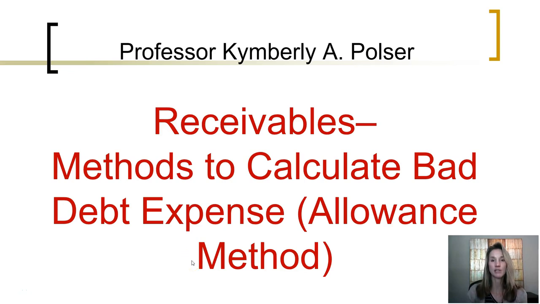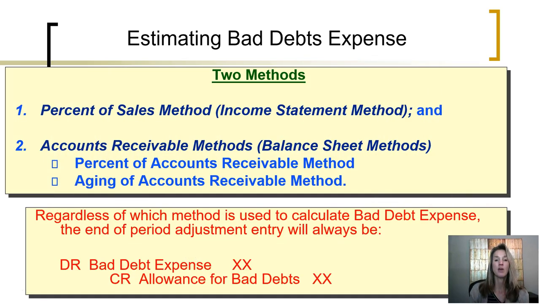This episode is going to discuss the different methods that can be used to calculate bad debt expense under the allowance method. Recall there are two methods that I previously introduced to you that a company can use to calculate their amount of bad debt expense for the accounting period. Regardless of which of these methods are used, percent of sales method or one of the accounts receivable methods, the journal entry at the end of every accounting period will always be the same. It will always be a debit to bad debt expense and a credit to the allowance for bad debts.